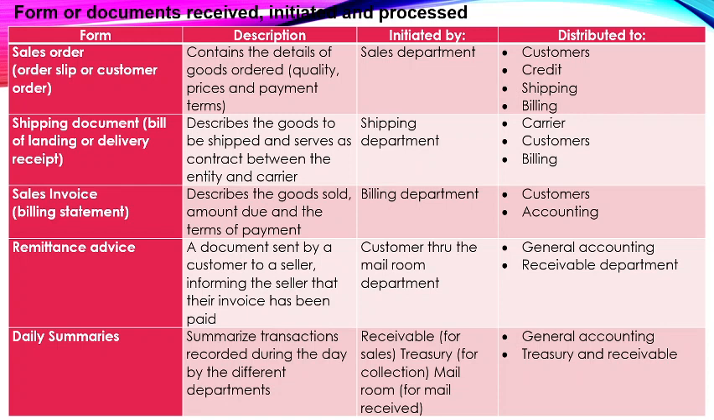We have the daily summaries: summaries of transactions recorded during the day by the different departments. Receivables for sales, treasury for collections, and mailroom for mail received. They would be distributed to general accounting, treasury, and receivables.